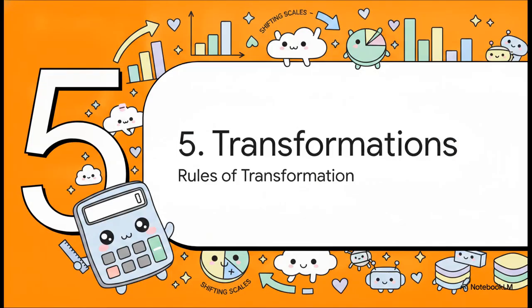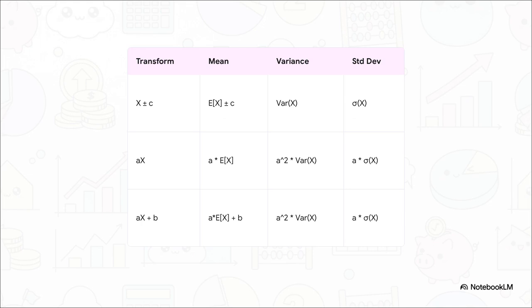Section 5. The rules of transformation. Let's move to this and see how this builds our final toolkit for manipulating entire datasets all at once. This final table is an absolutely crucial part of your cheat sheet. If you add a constant c to every number in your dataset, the mean simply shifts by c. But the crucial point is, look at the variance column. If you add a constant, the variance stays exactly the same, var x.